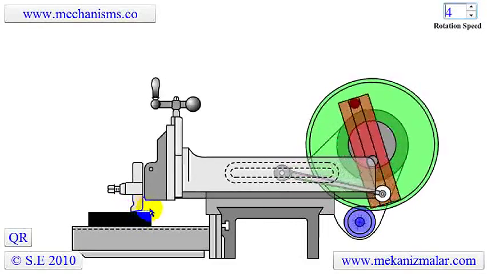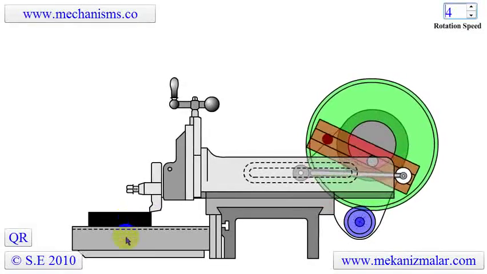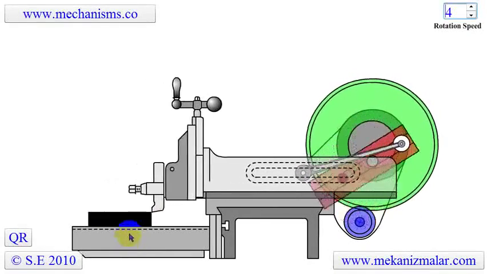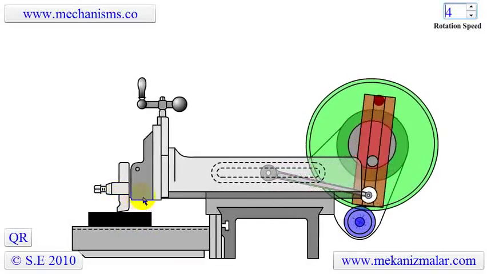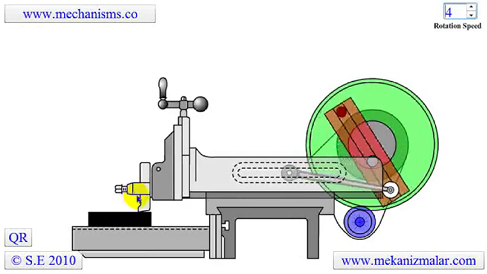At the same time, another mechanism, not shown in this animation, slightly moves the tool bed perpendicularly to the ram direction. This movement allows the workpiece to be fed for the next cutting stroke.